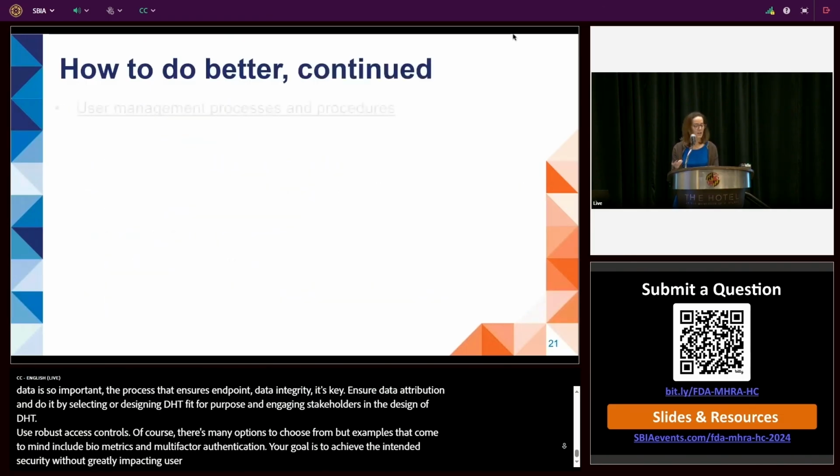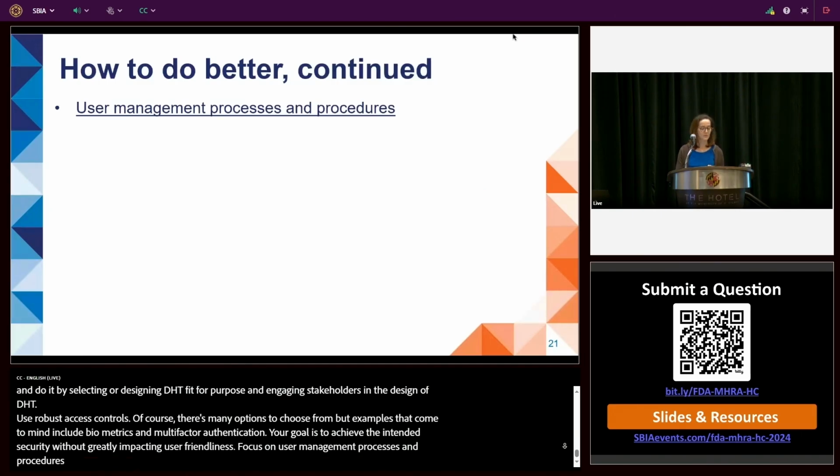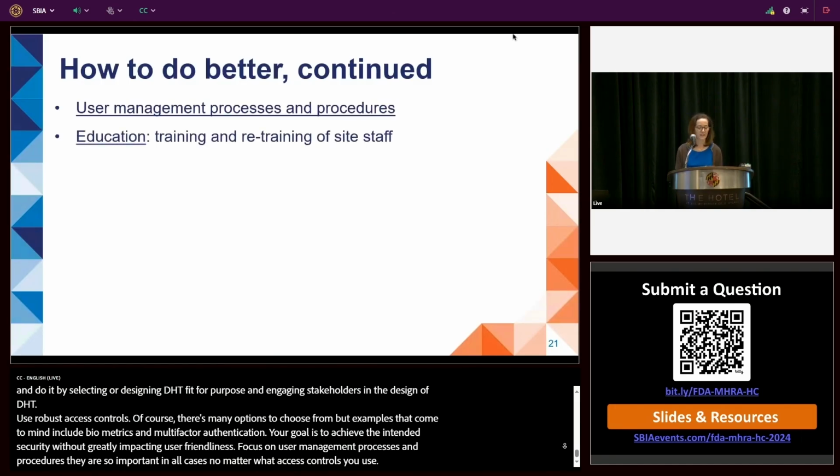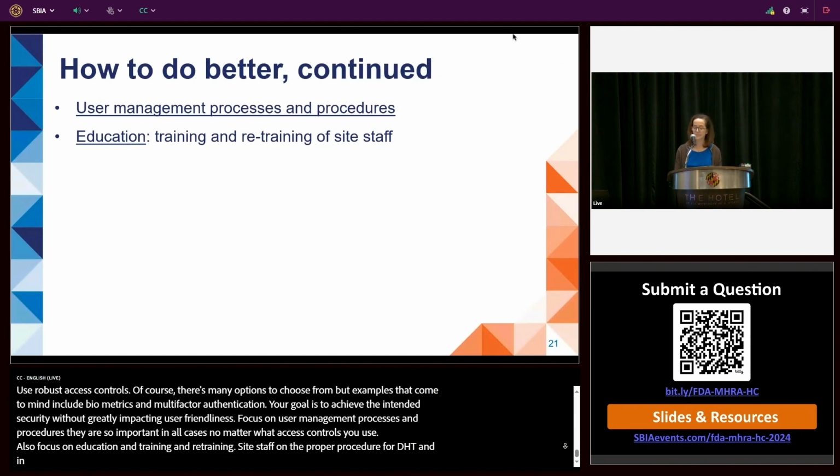Focus on user management processes and procedures. They're so important in all cases, no matter what access controls you use. And also focus on education and training and retraining site staff on the proper procedure for DHT, in this case, ePRO setup and ePRO use.